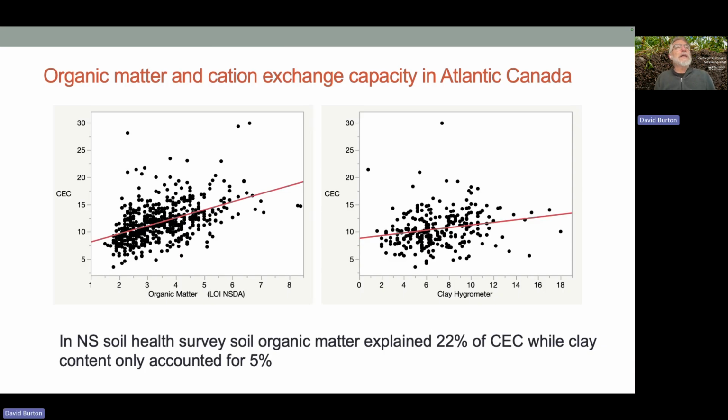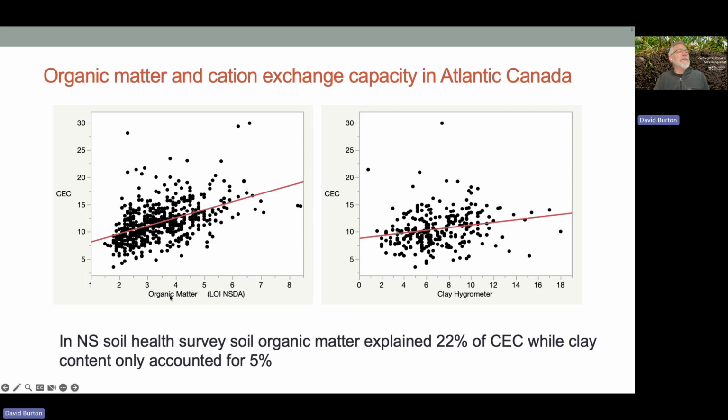If we look at the importance of organic matter in terms of cation exchange capacity in our region, and I'm going to talk a little bit about cation exchange capacity in a moment, but suffice to say, our soils suffer from very low cation exchange capacity. So we want to do whatever we can to improve that cation exchange capacity. Well, it turns out most of our cation exchange capacity is associated with organic matter.